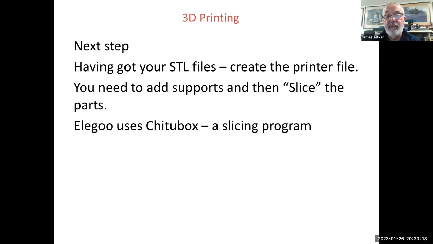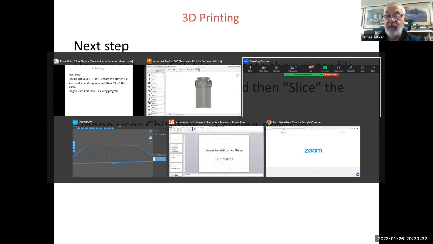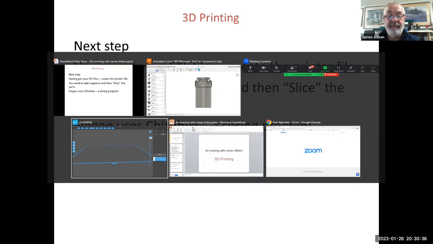And the Elegoo Saturn comes with a program called ChituBox. Don't ask me why it's called ChituBox. I haven't the faintest idea. And that's the slicing program. So let's go and have a look at ChituBox, which is here.